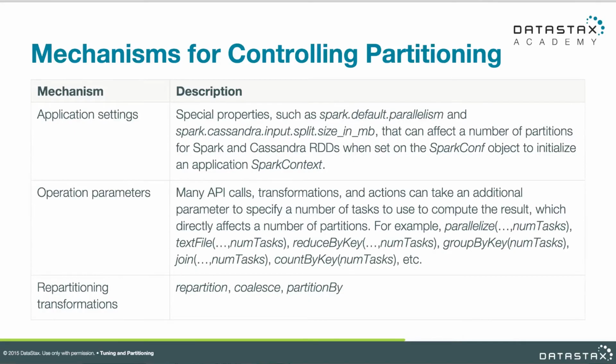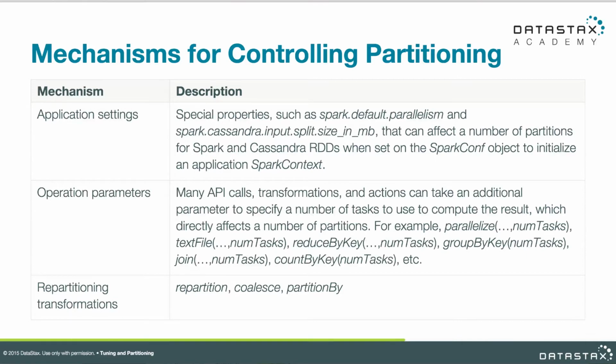At the application level, there are properties like spark.default.parallelism that's going to determine the value of the defaultParallelism property in the Spark context. We also have the Spark-Cassandra input split size in megabytes, which determines the largest possible size of a partition for an RDD that's coming from a Cassandra query. Now, by default, this is 64 megabytes. If you'd like that to be different, you can change this parameter.